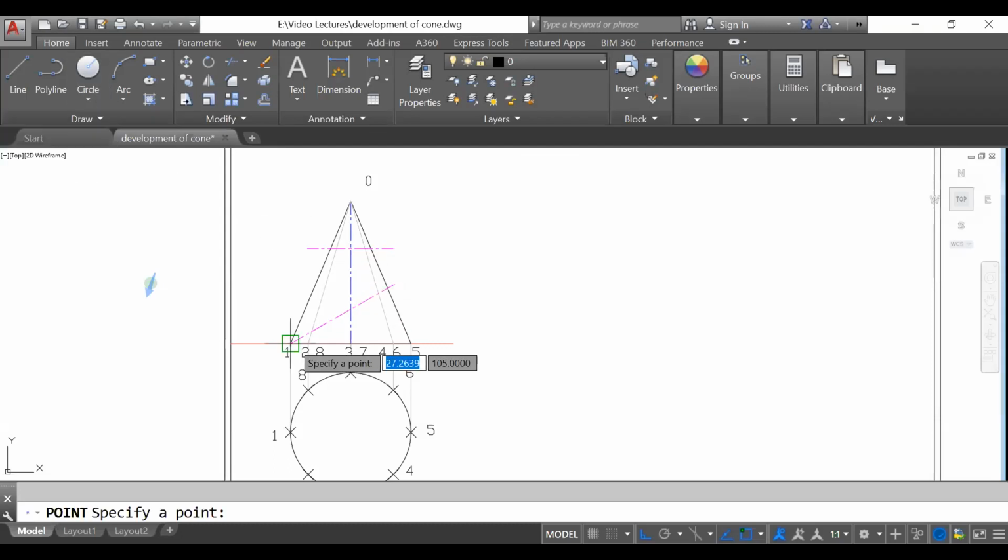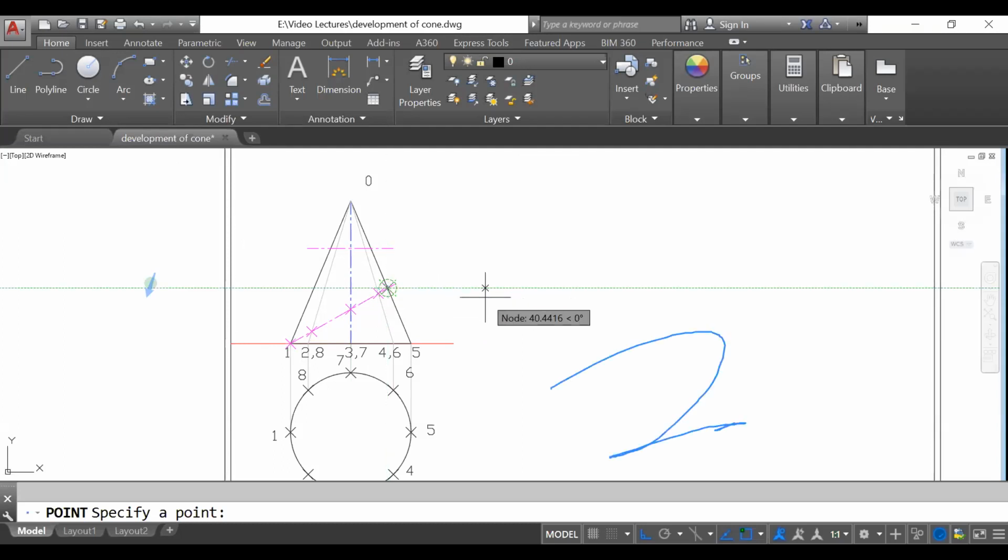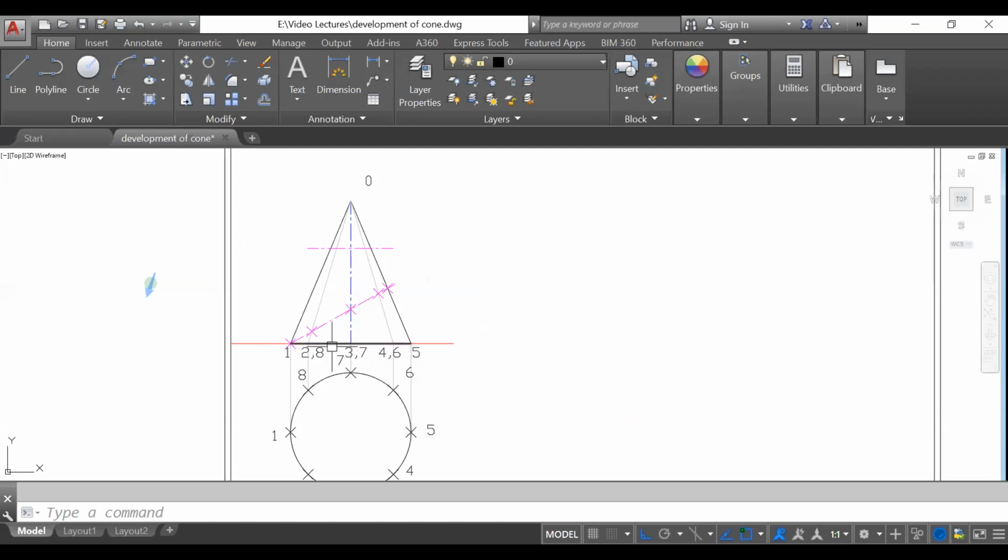Here you will get one cutting point, then two cutting points, then again two here, and here one. So I have to give the naming to this. Similar to that, I will use the naming here: 1, 1, 2, 8, 3, 7, and then 4, 6, and 5.